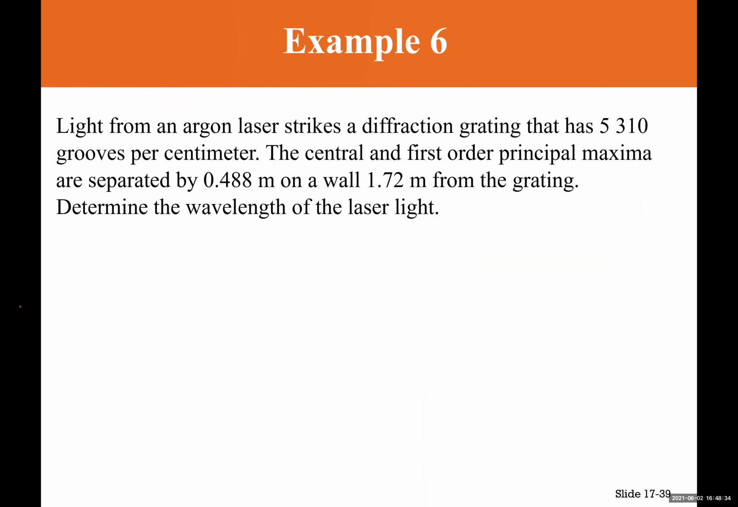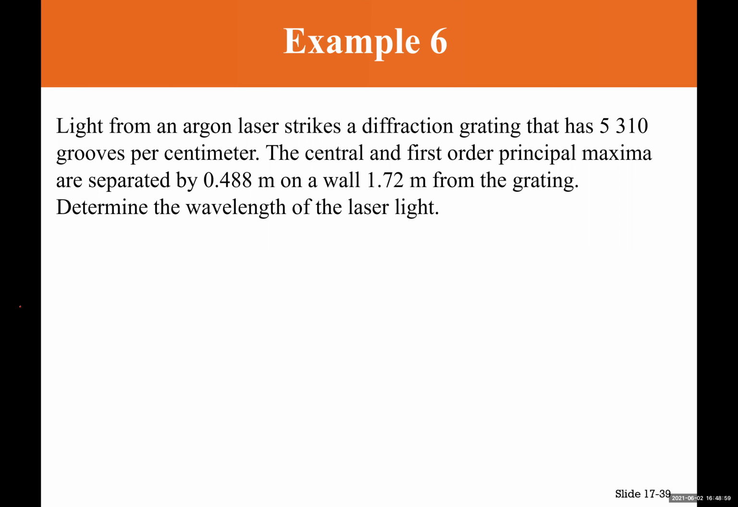All right, so let's look at an example here. Light from an argon laser strikes a diffraction grating that has 5,310 grooves per centimeter. The central and first order principal maxima are separated by 0.488 meters on a wall 1.72 meters from the grating. Determine the wavelength of the laser light.